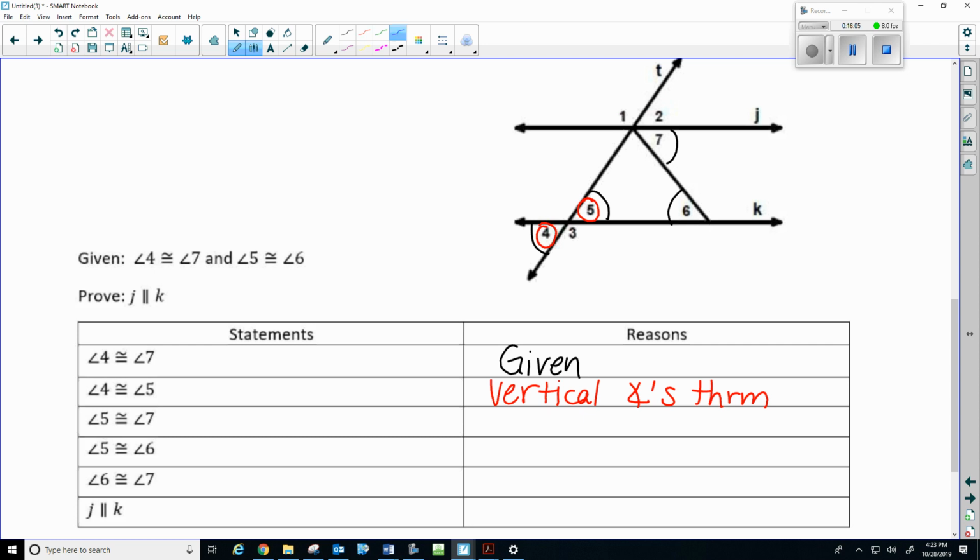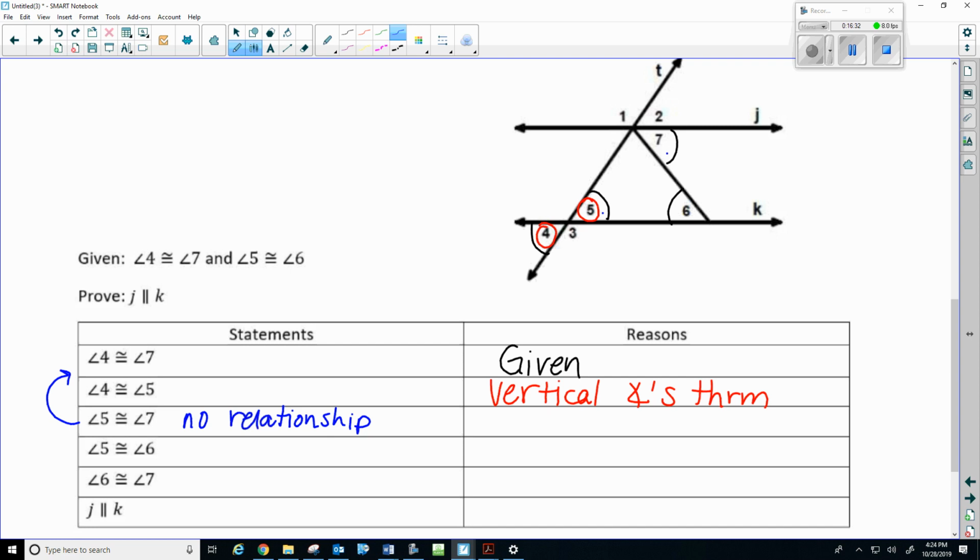Now what we're going to do is go down to angle 5 is congruent to angle 7. So we're looking at 5 and 7 right here, and here. We do not have a relationship between the two of them, so between these there's no relationship. Therefore, we need to take a look at what's going on above it to figure out what happened.